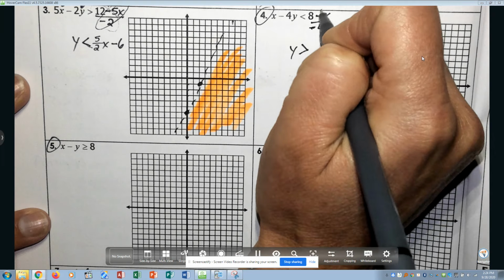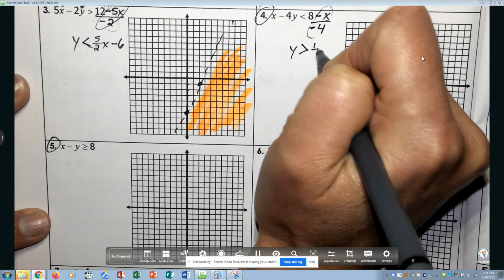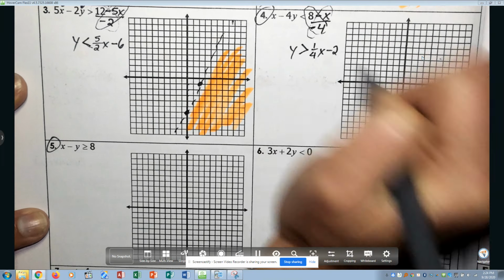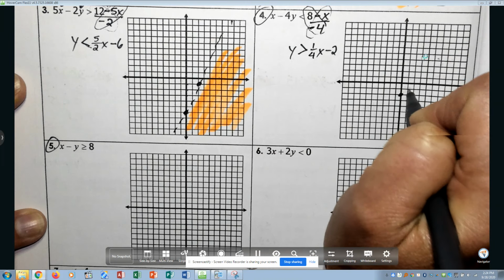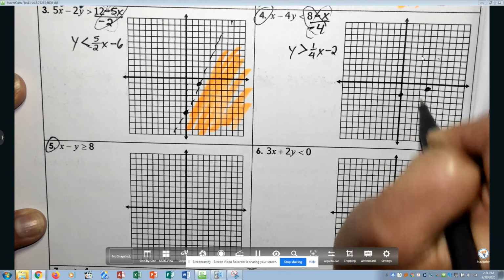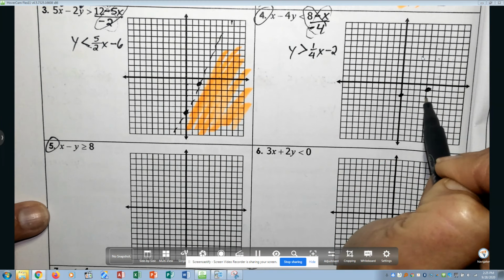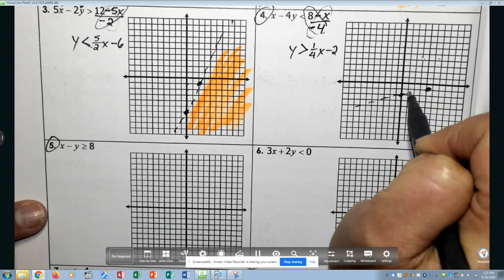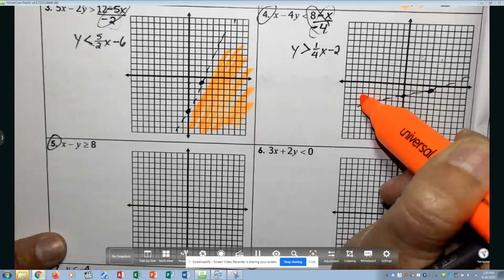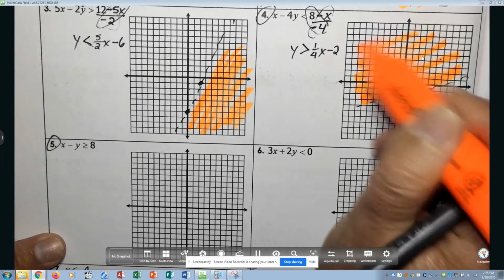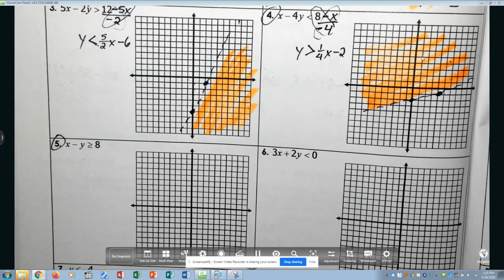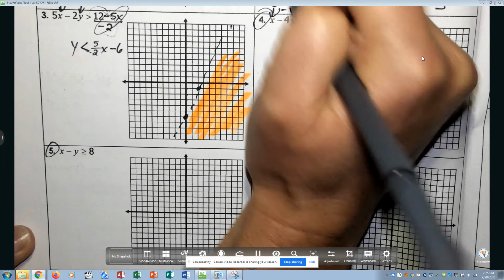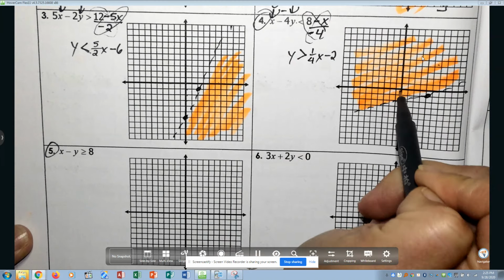So my slope is 1/4 x. My y-intercept is -2. Up 1/4. We shade above. Oh, it's going to be a dotted line. And we shade above. Okay. We can also test 0, 0. Is 0 minus 0 less than 8? Sure is. So you shade towards 0, 0.